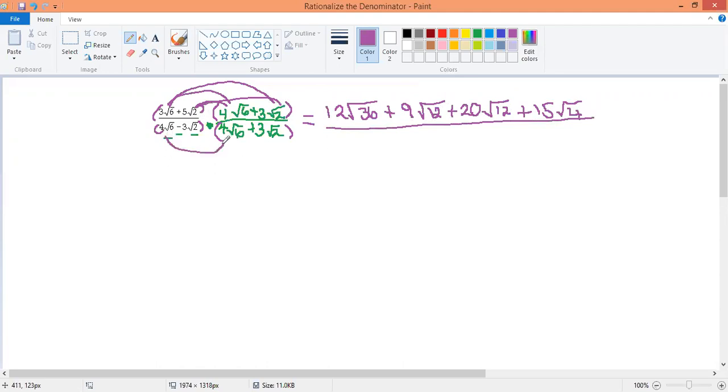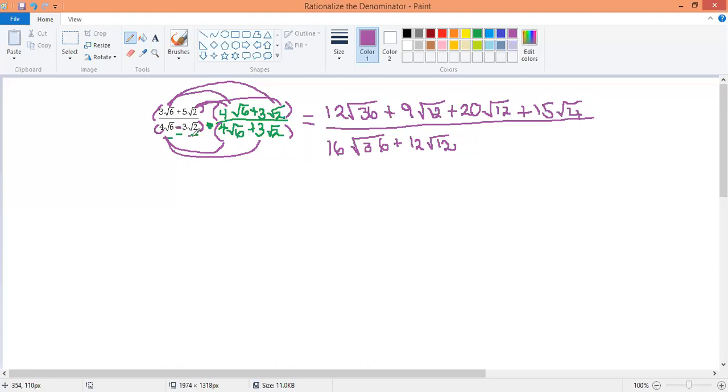4 square root of 6 times 4 square root of 6 is going to be 4 times 4 is 16. 6 times 6, square root of 36. And then 4 square root of 6 times 3 square root of 2, so it's going to be plus 4 times 3 is 12. 6 times 2 is 12. Make sure I did that right. Yep, 12 and 12.